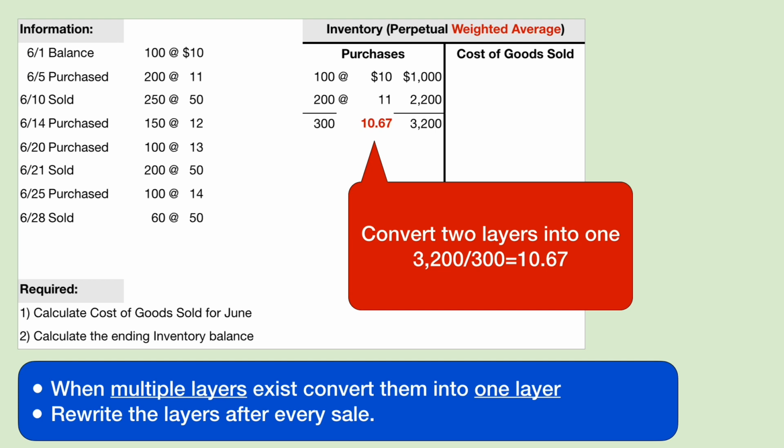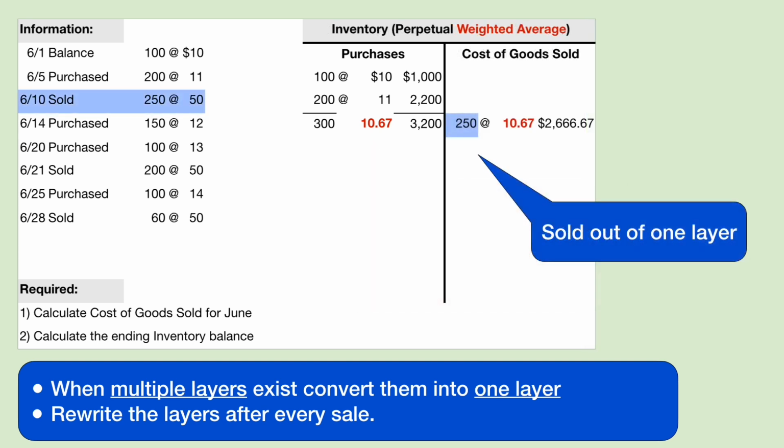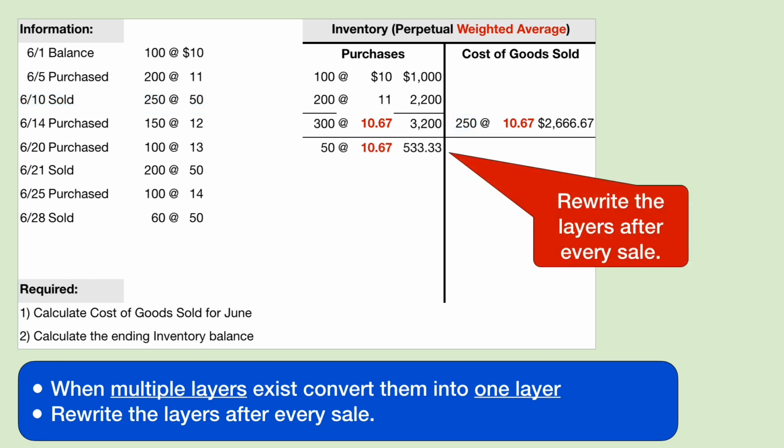That will give us a weighted average cost of all the units. So going forward, if we were to sell something next, the cost per unit would be $10.67. What happens next? We sold 250 at a cost of $10.67. Rewrite the layer after every sale.